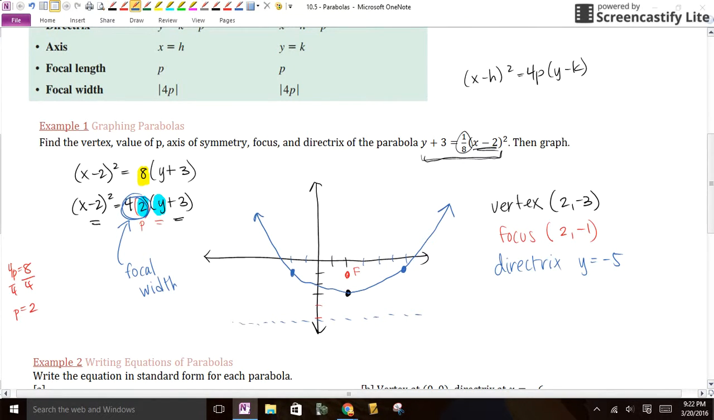What were the things we did? We found the vertex. Then we did the 4p because p is the distance to the focus. Then we did the opposite because that's the distance to the directrix. And then last but not least, we did the focal width, and we graphed ourselves a beautiful graph. Now, we will try that in class.